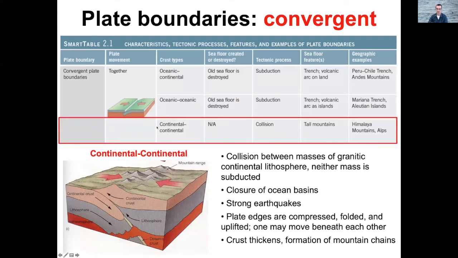Now, finally, you have continental-continental convergence. This is where you see continents running into each other. Both the continental lithosphere in each plate is light. They're both not dense enough to subduct down into the asthenosphere. And so, for instance, when India ran into Asia, neither subducted. Instead, they converged, and you have the formation of tall mountains. So that's how the Himalayas formed. That's also how the Alps formed. And so you get mountain chains and thicker crust. You get very thick crust in these regions. You also get a lot of tectonic activity as the plate edges are compressed and folded.